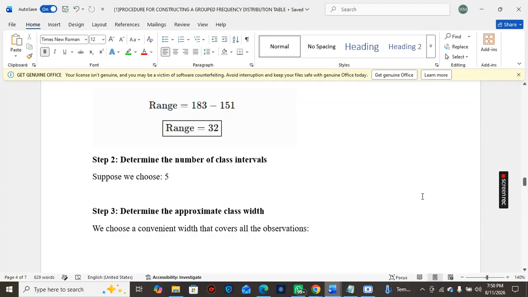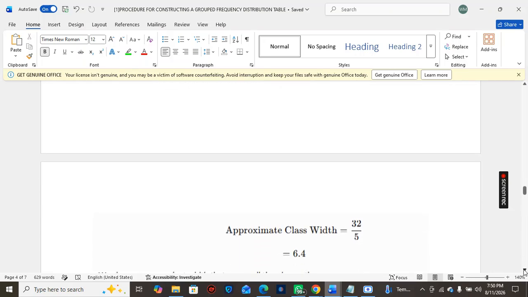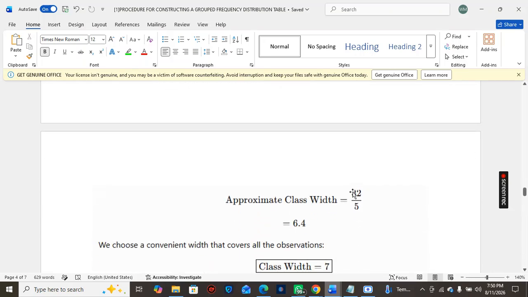Step 3, class width. How wide is the class going to be? Remember, class width is the range over the number of class intervals, or the number of classes. Our range is 32, we chose 5 classes, so we get 6.4. It's always advised to round up, colleagues. So we'll use a class width of 7, not 6, but 7.